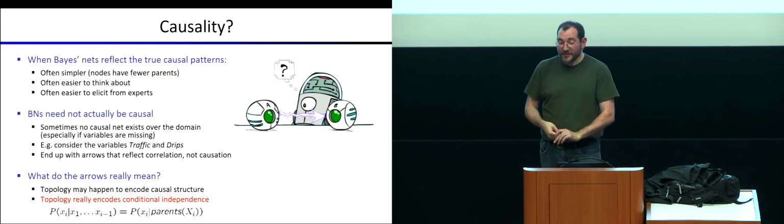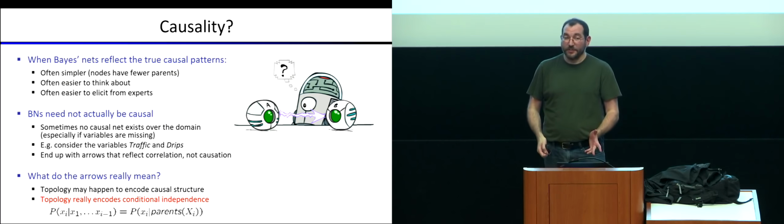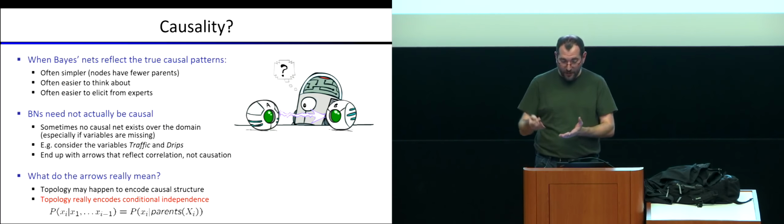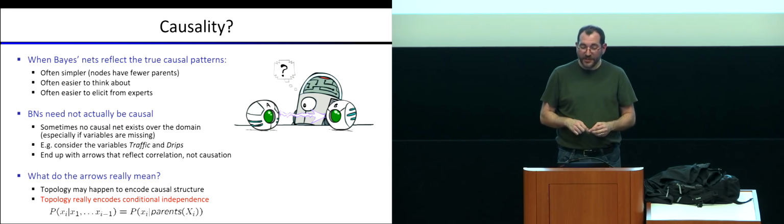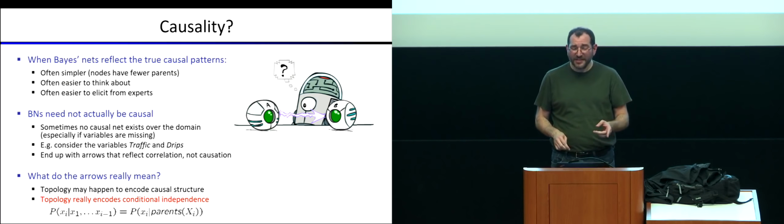When your Bayes-Net reflects the true causal patterns, they're usually simpler. That's just a fact about the world and how we build these models. They're usually easier to think about, and they're a lot easier to elicit from experts.